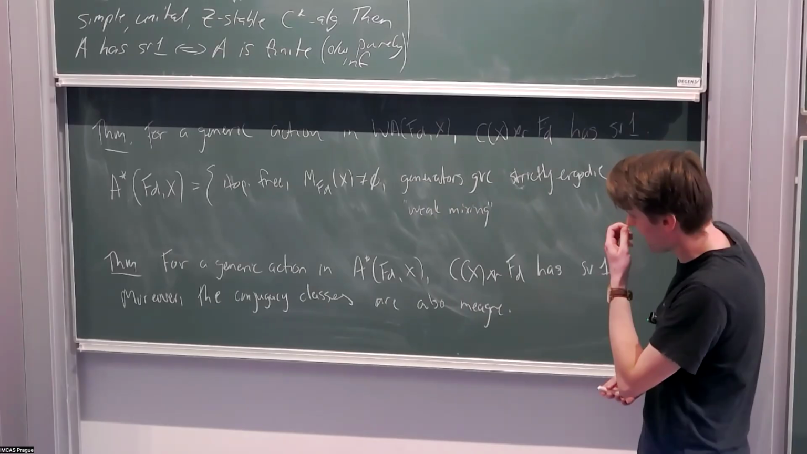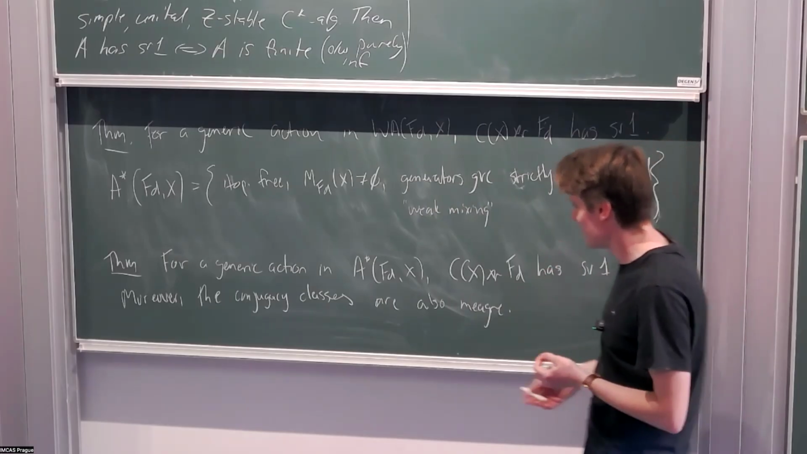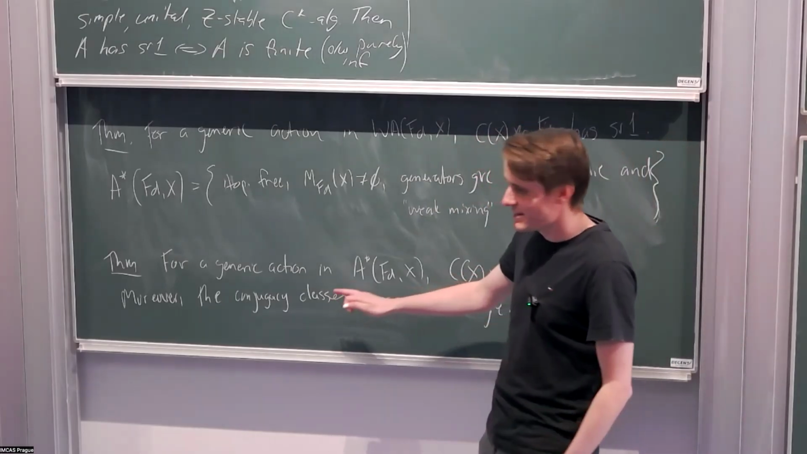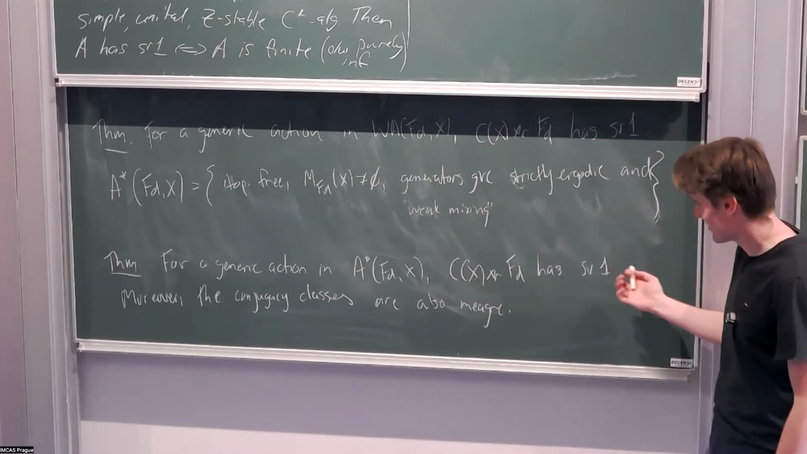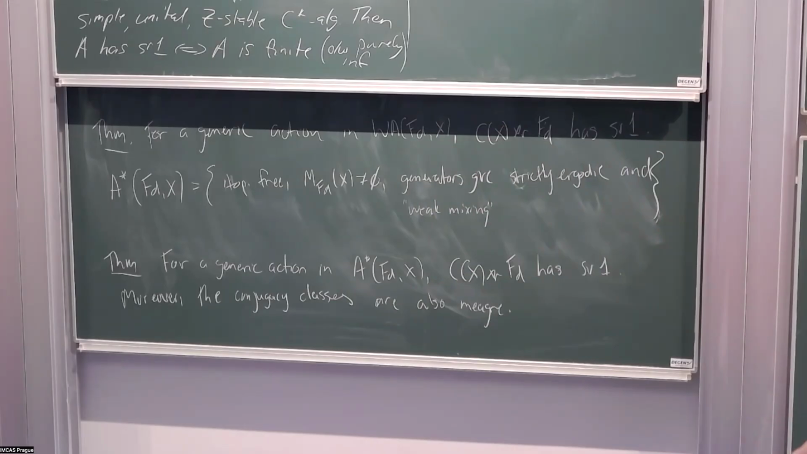And in particular, what this tells you is that you really capture many, many distinct up to conjugacy actions whose cross product have stable rank 1. And yeah, I think I'll end there. Thank you very much.